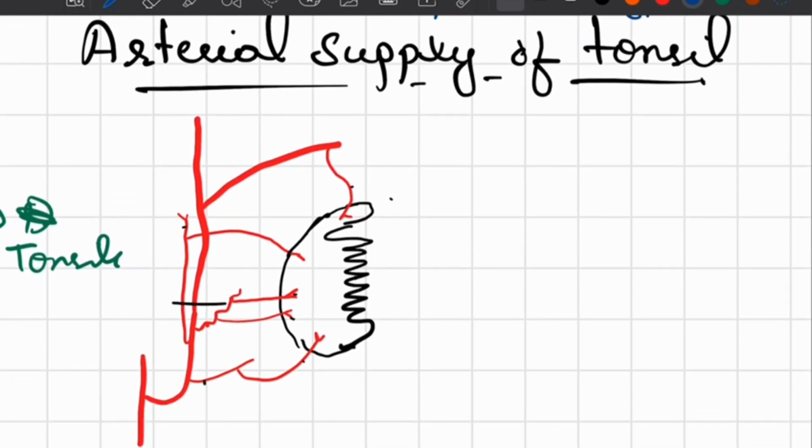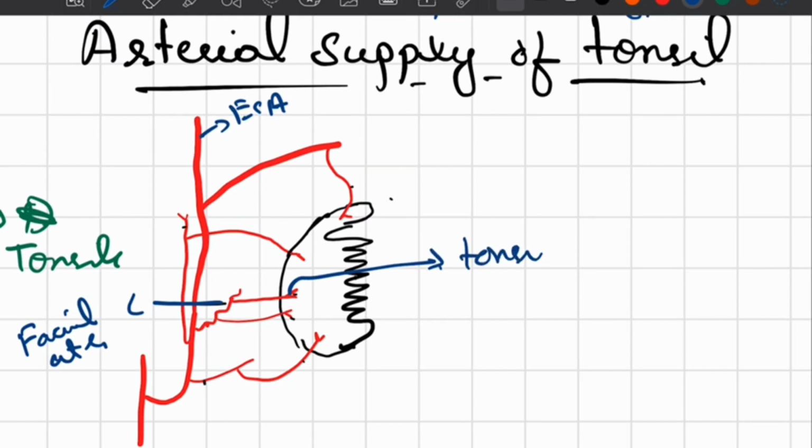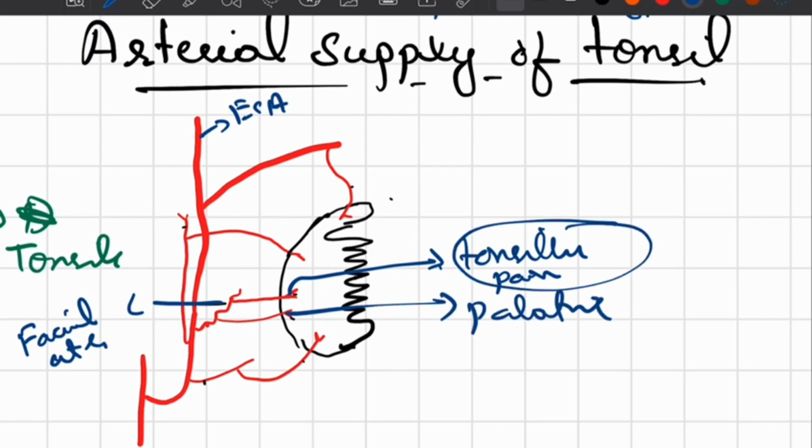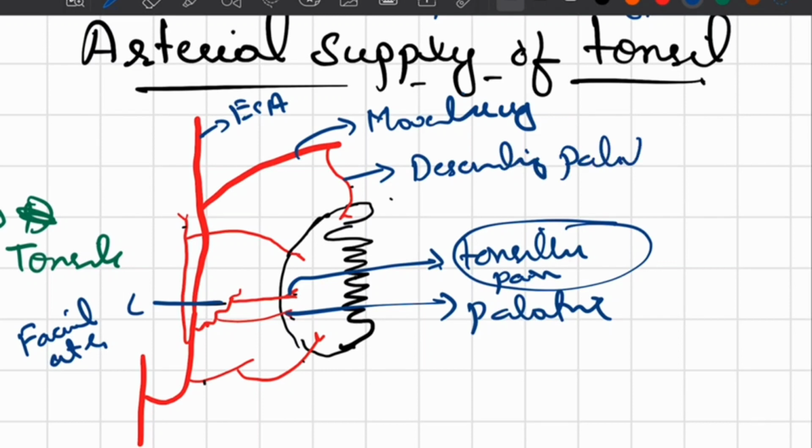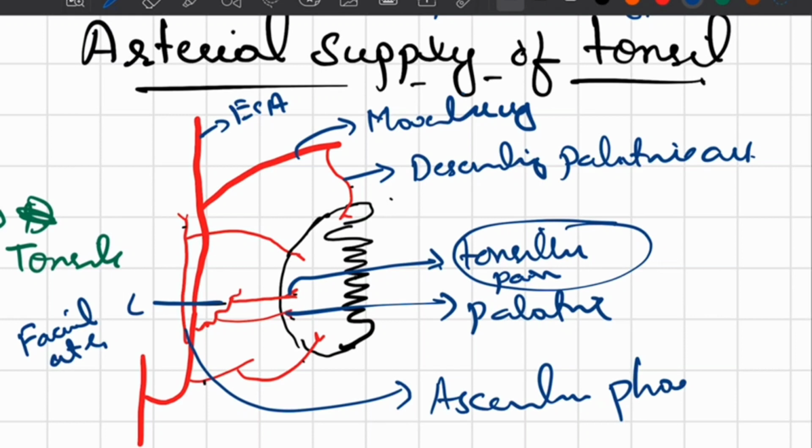Now let us know about the arterial supply of the tonsil. It is mainly from the external carotid artery, a branch of the common carotid artery. The main supply is the facial artery, which gives two branches: the tonsillar branch and the palatine branch. The main supply is by the tonsillar branch. The maxillary artery also supplies the tonsil through the descending palatine artery. The ascending pharyngeal artery and the dorsal lingual artery also supply it.